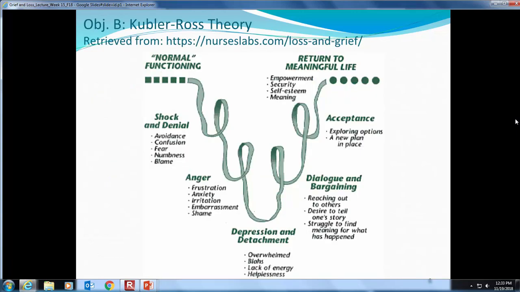This diagram lists Kubler-Ross theory and some behaviors people might have during each stage. This diagram is off the nurselabs.com website.